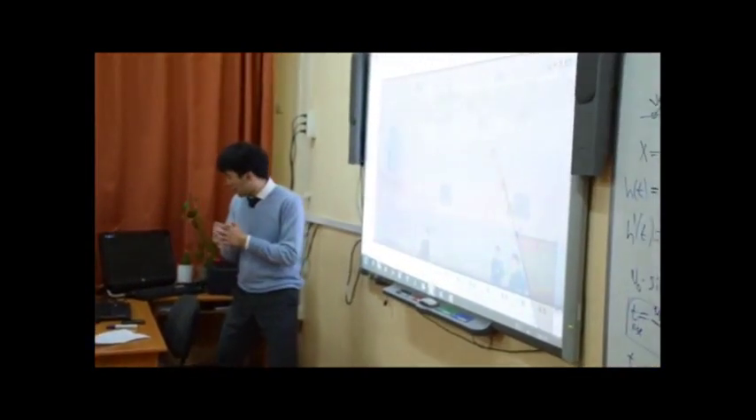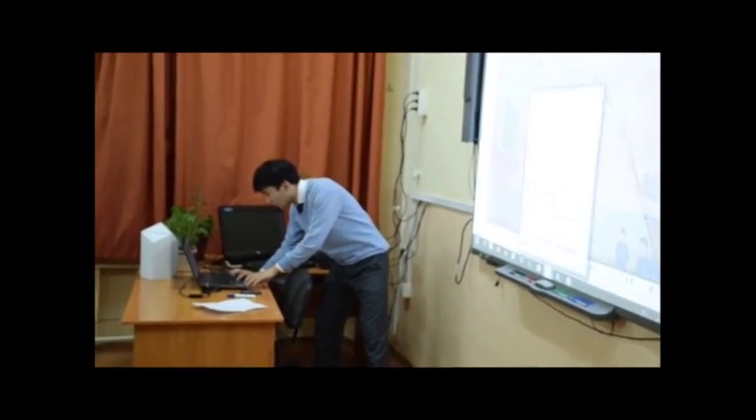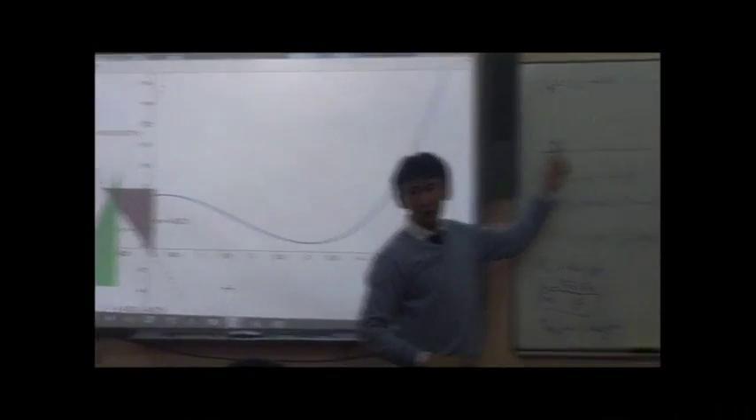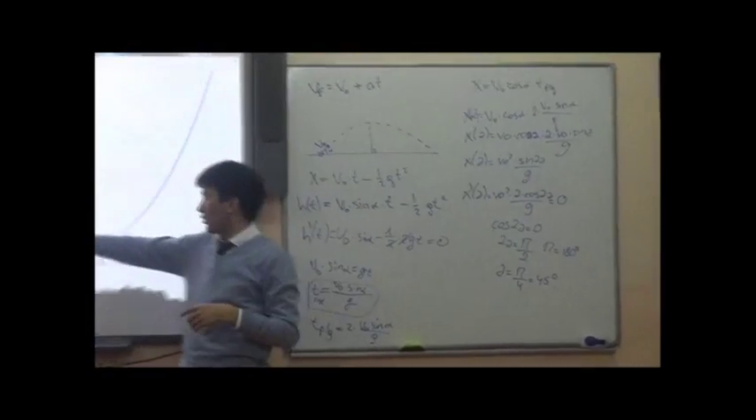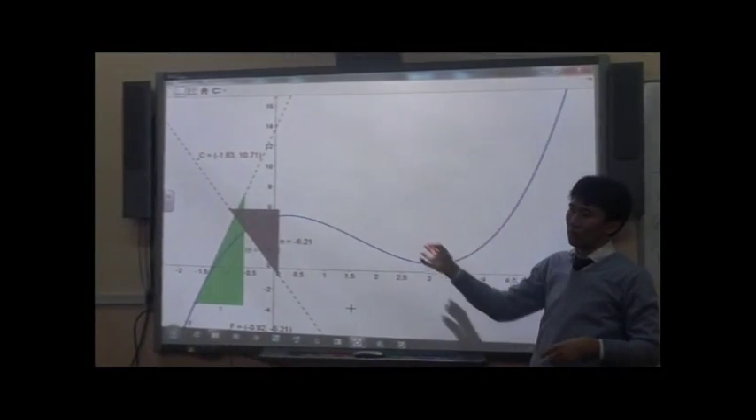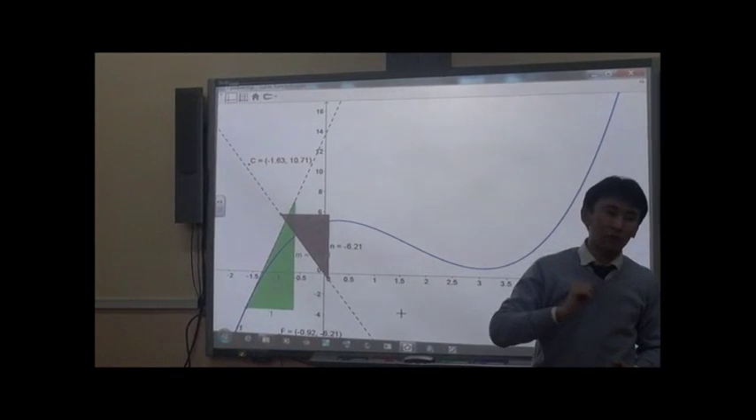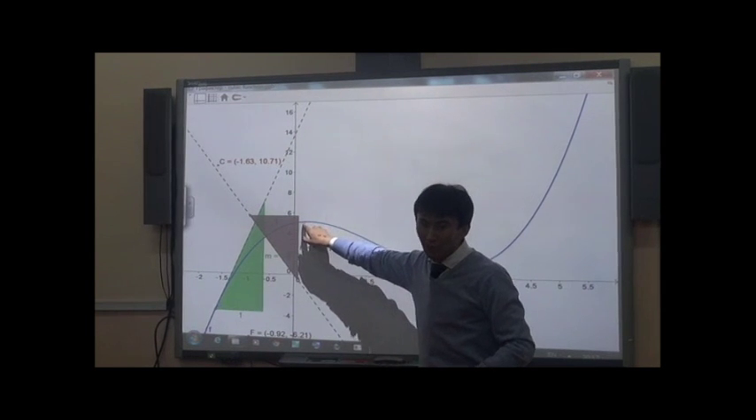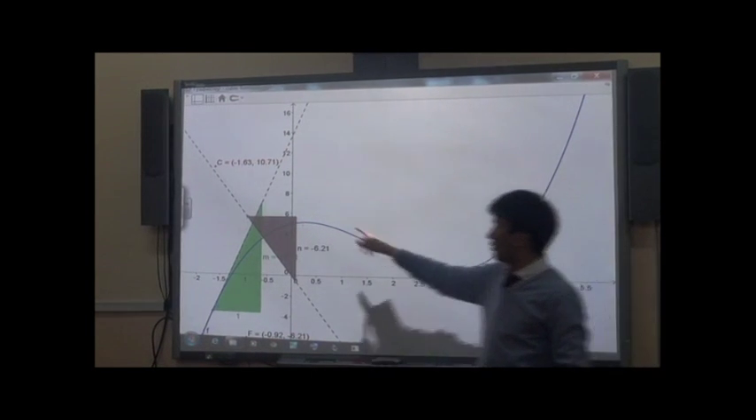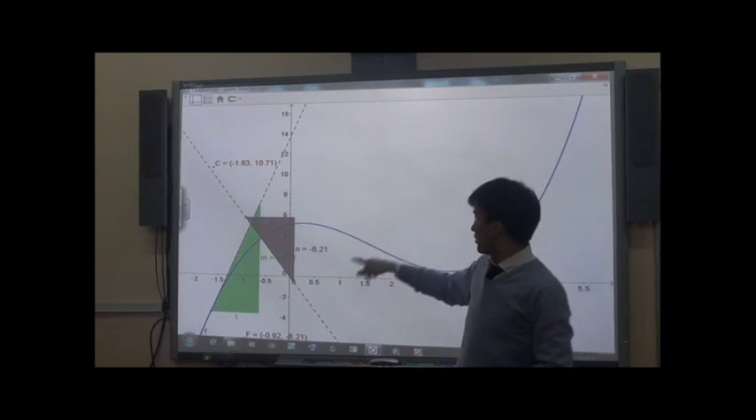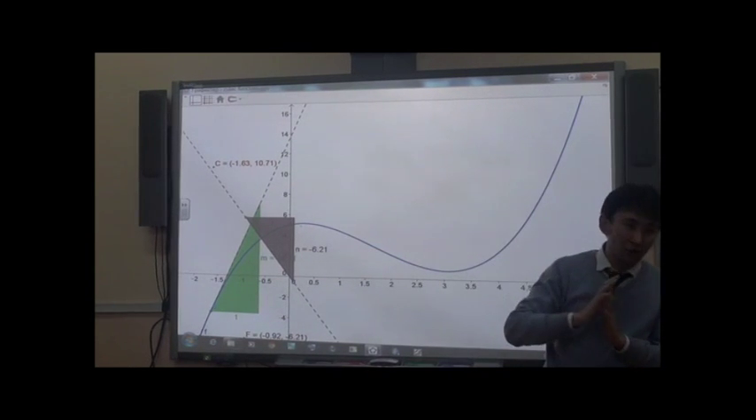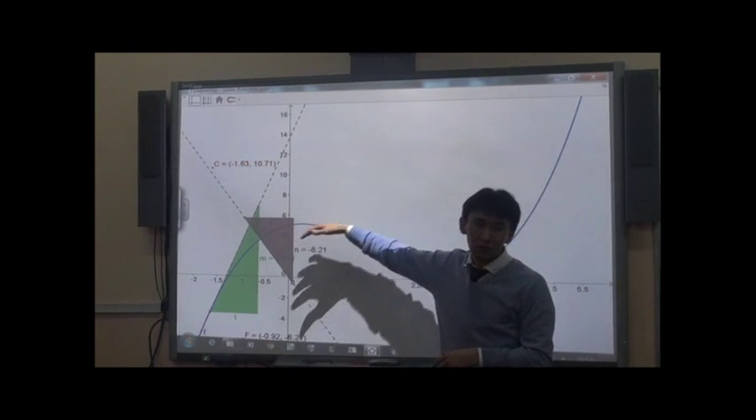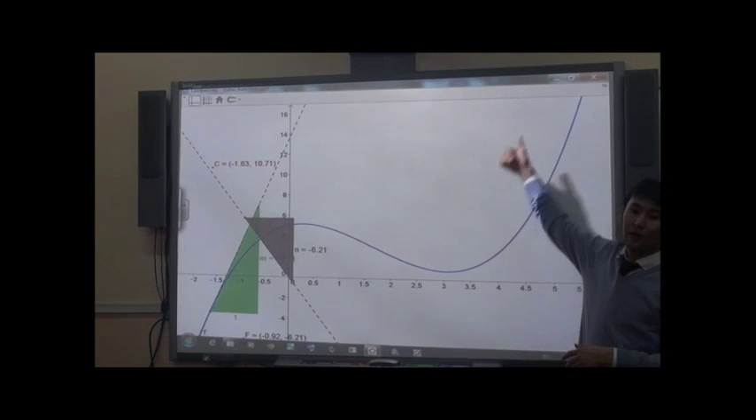Now let's continue. This one was all about the parabola, but now we are going to look at a cubic function. If you remember, we have learned about local maximum and local minimum points. Also we have learned about the inflection point, approximately here, the point where the graph changes from concavity down to concavity up.